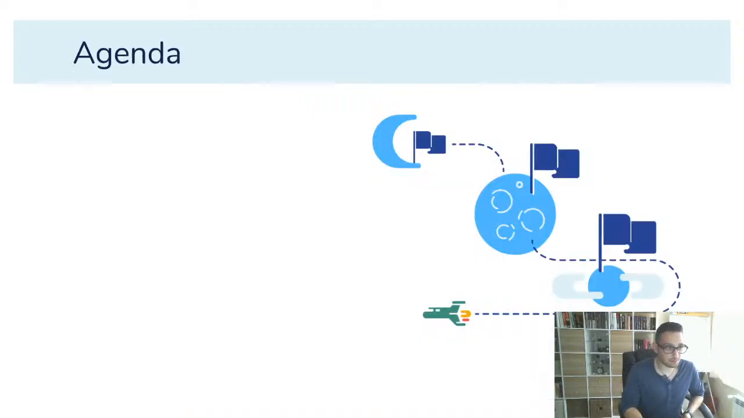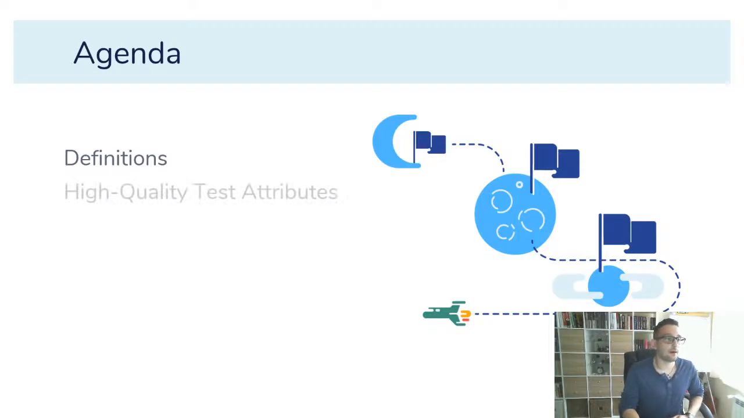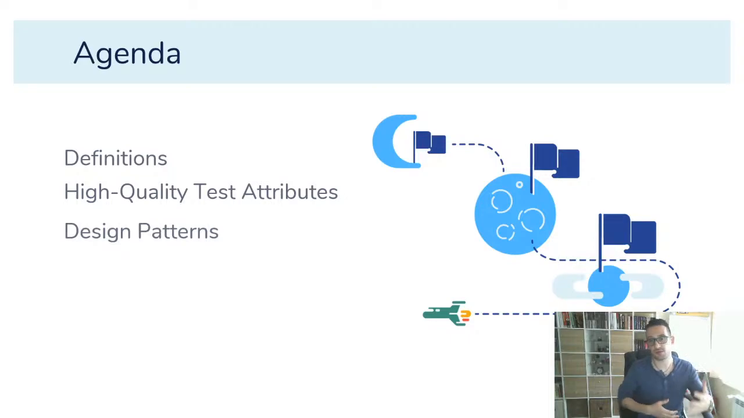So let's begin. What we are going to talk about. First, we are going to talk about a few definitions, of course. Sorry, there will be some theory, because as you know, I want all of us to have some shared dictionary and words. Then I will explain what I mean under high quality test attributes. This is something I defined in the book, and I think it's vital for creating high quality tests. Then, of course, in order to achieve these high quality test attributes, I'm going to present to you many design patterns about each one of them.